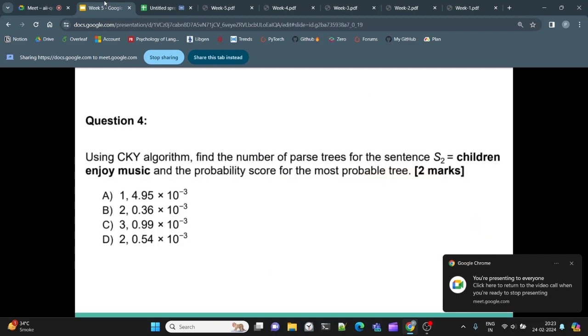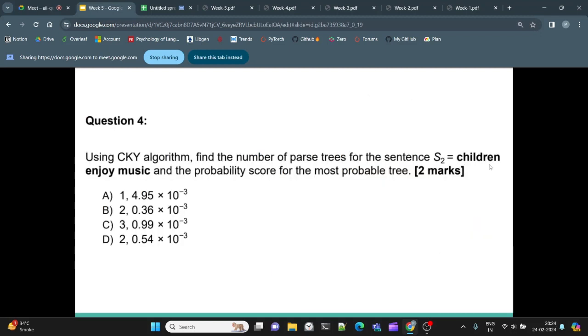Next, let's go on to the next problem then. It is a similar problem, but it's a shorter problem. So this time I have a shorter sentence: children enjoy music. So for this, again, I have to do the CKY algorithm and find the number of parse trees and the probability score of the most probable tree. So you can note down the sentence, which is children enjoy music.